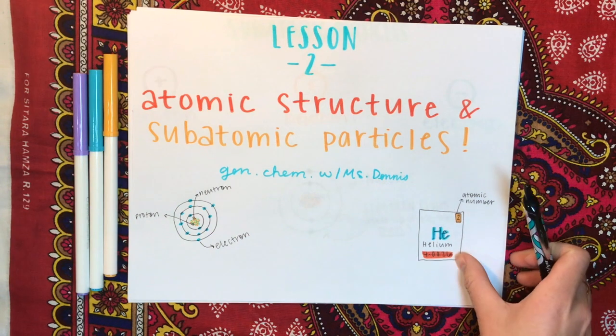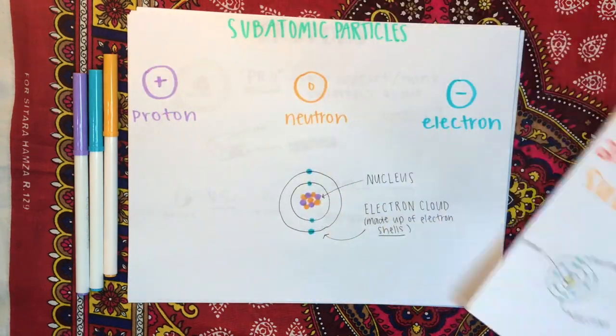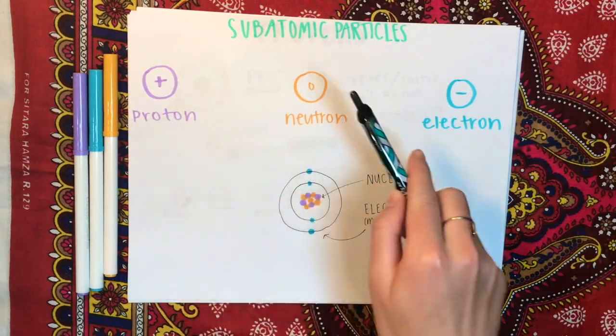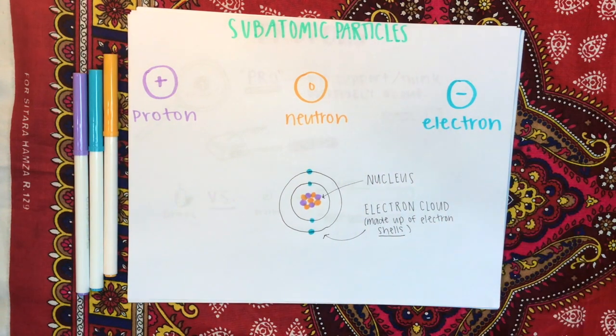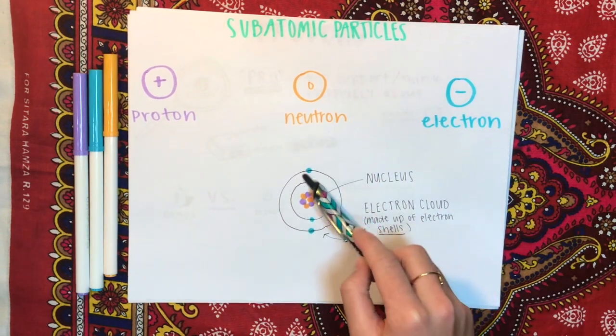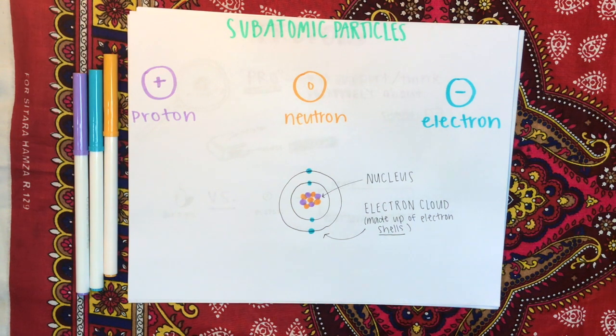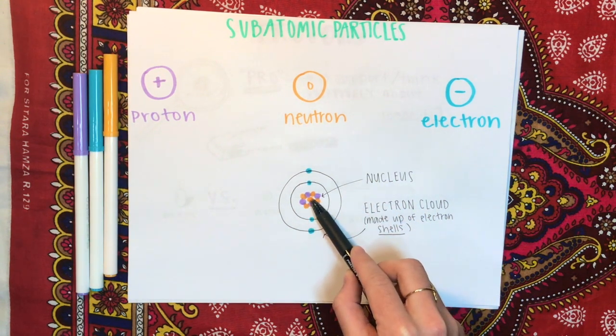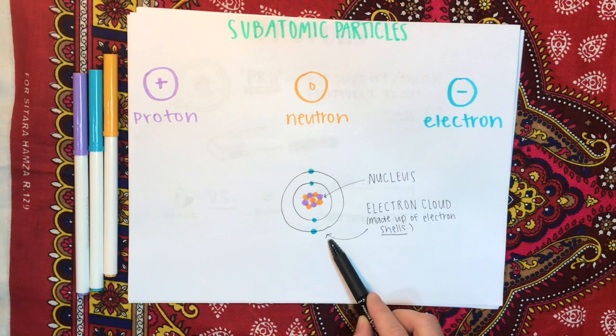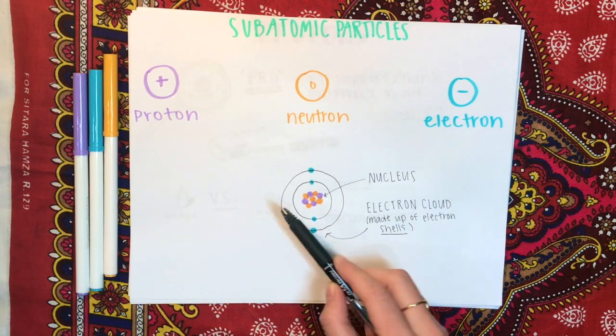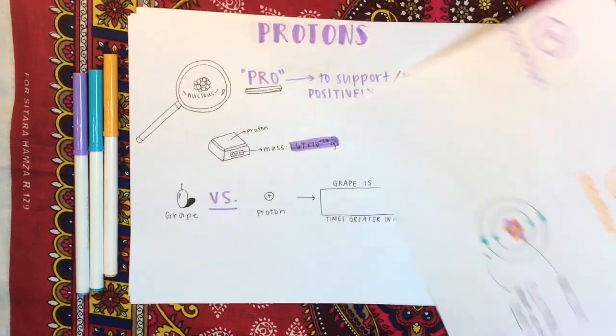So, what are subatomic particles anyway? Subatomic particles, protons, neutrons, and electrons, make up atoms and can be found in two main locations within the atom: the nucleus, which is found at the center of the atom, and the electron cloud, the cloud of electrons surrounding the nucleus. First, let's take a look at protons.